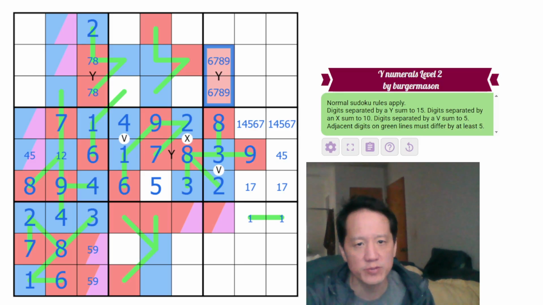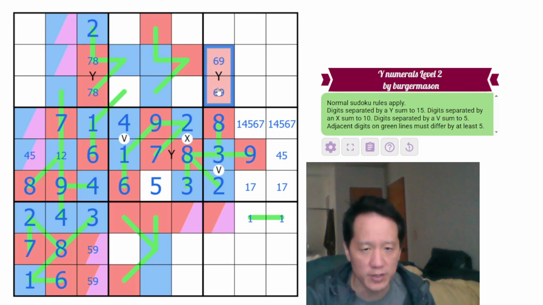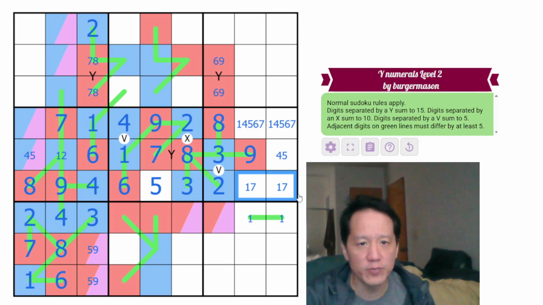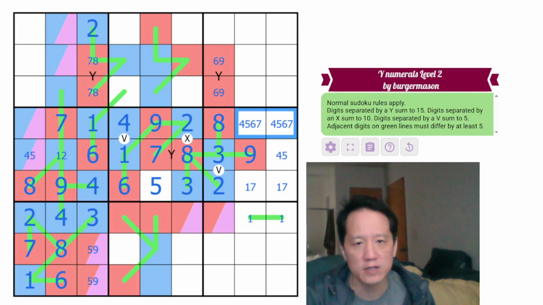So therefore, this cannot be a 7, 8 pair. It's a 6, 9 pair. We have a 1, 7 pair here, which eliminates 1 and 7 from the rest of the box. So this is 4, 5, or 6. This can't be 1, so this must be 2. This can't be 4. So this has to be 5 or 6, which forces this to be a 3 because of the 5, 6 pair, which means this cannot be a 5. So this has to be a 5, which makes that 5.